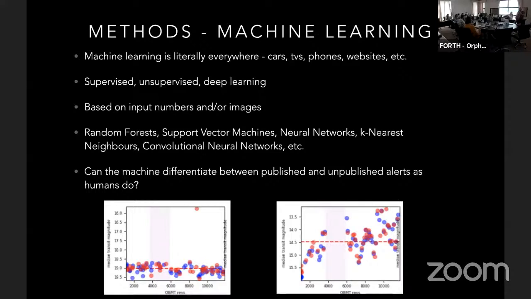And of course, the ultimate question is: can the machine differentiate between published and unpublished alerts as humans do? So on the left image, you see an alert which was published. You see the outlier quite clearly. That's the red dot at the top of the image. And on the right, you see a light curve, which has, of course, quite a big variation. And there are outliers, but they don't seem to be very significant.